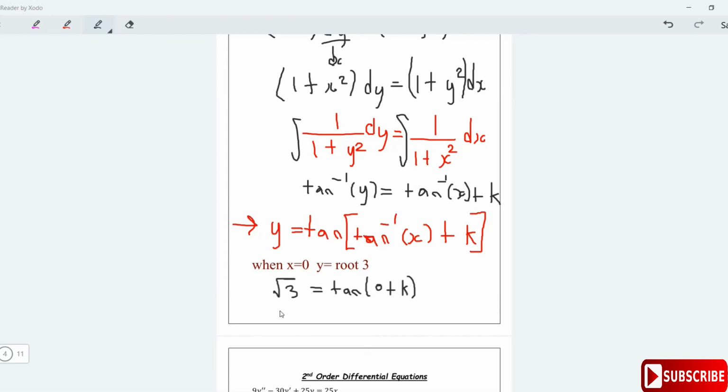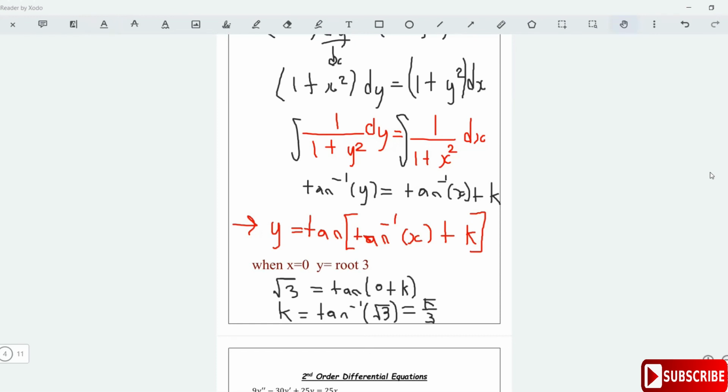And so k is equal to tan inverse root 3. That is the constant. K is tan inverse of root 3, that will be k from right here. But tan inverse of root 3 is pi by 3. That is pi over 3. Now we get our answer, pi by 3. So now we can write the general solution.